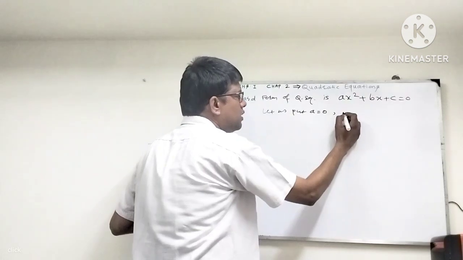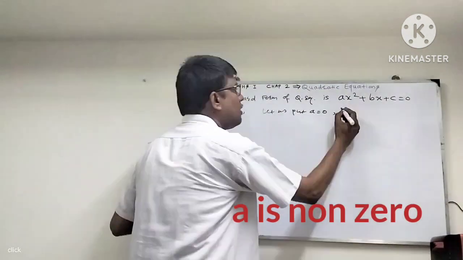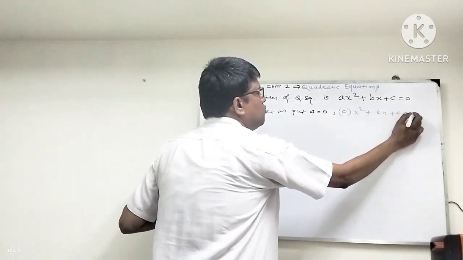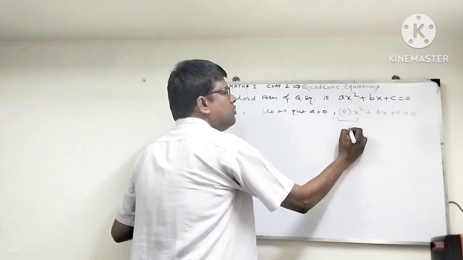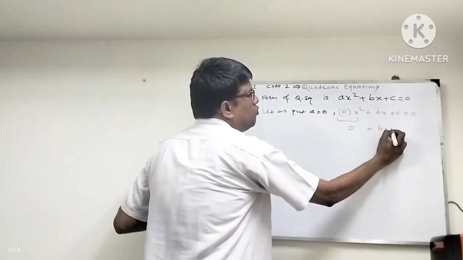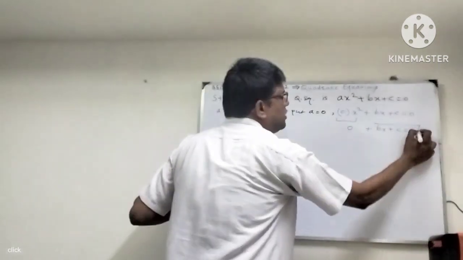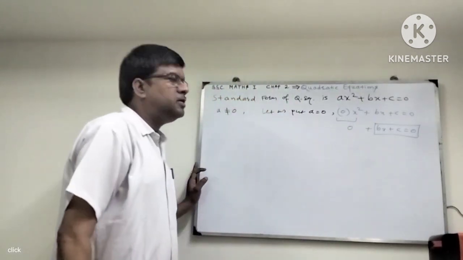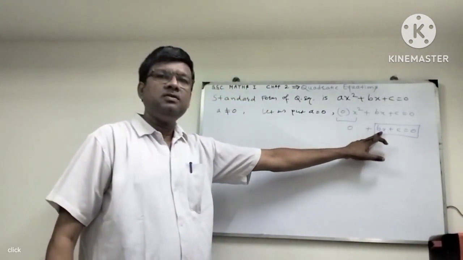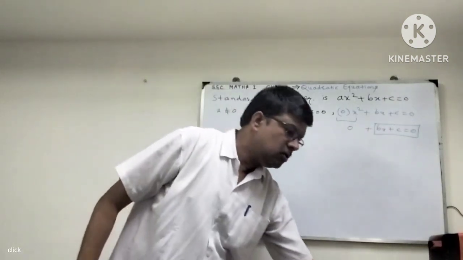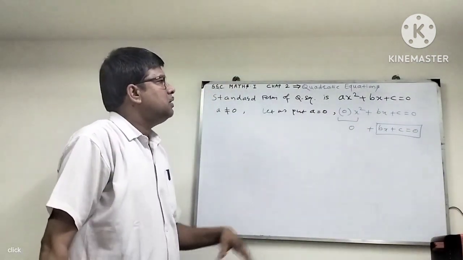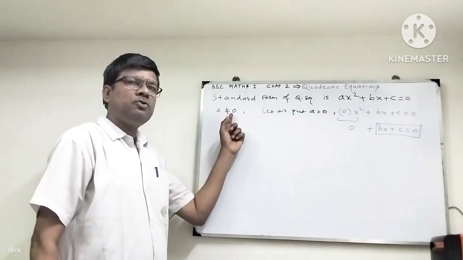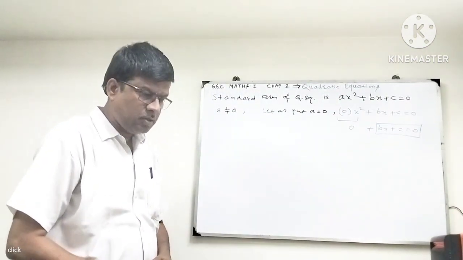Then what will we get? 0 into x square plus bx plus c equal to 0. This term will become 0, and then we will get bx plus c equal to 0. And we are saying that if index is 2, then it is quadratic equation. It means that this is a linear equation, and in this chapter we are going to study the quadratic equation. So this condition that a is not equal to 0 is most important.